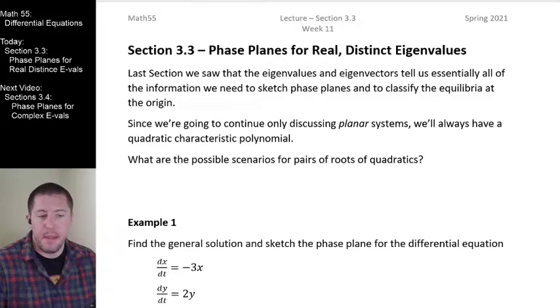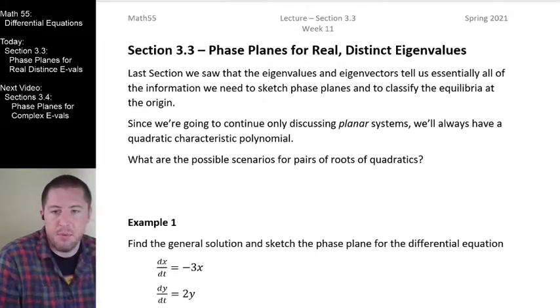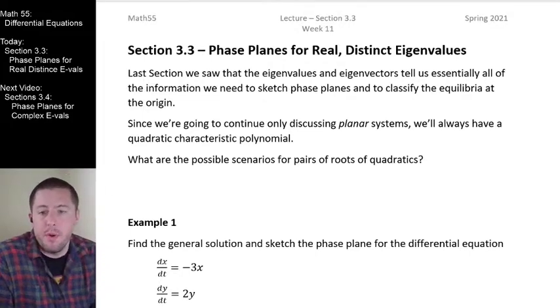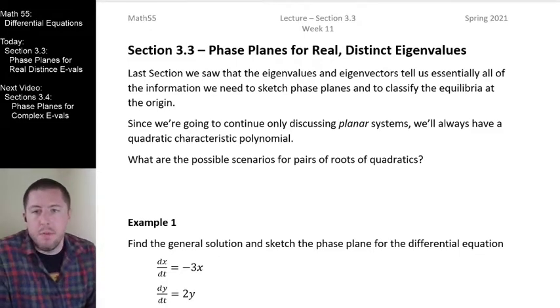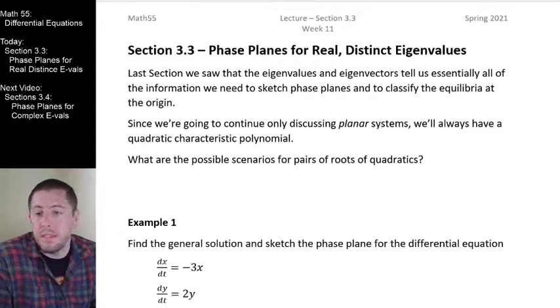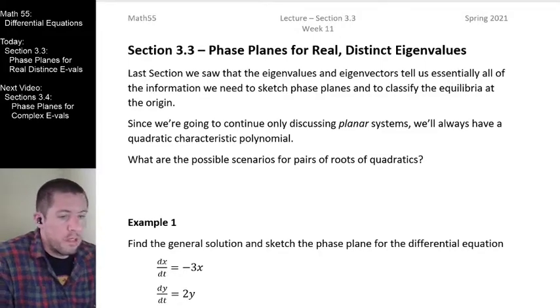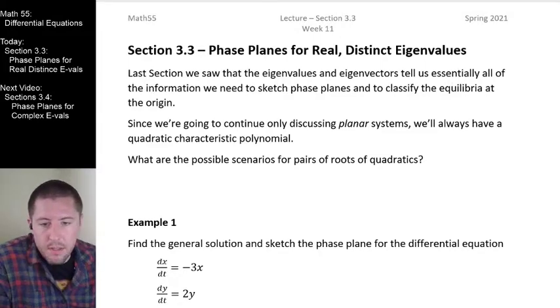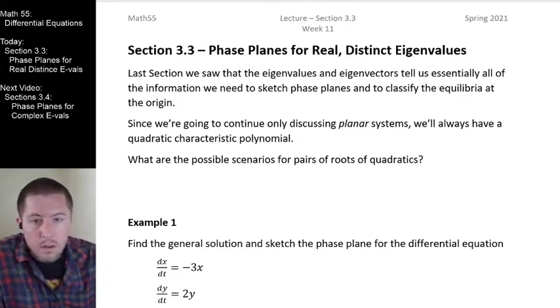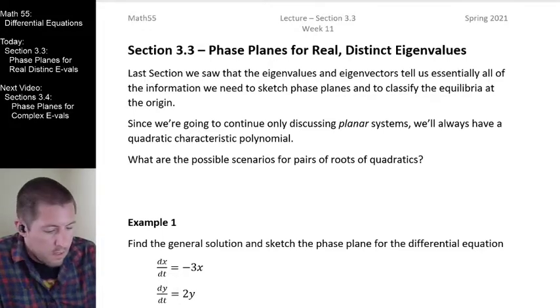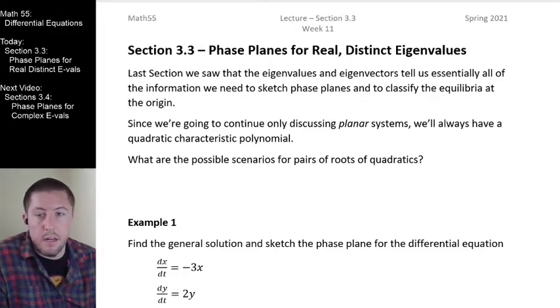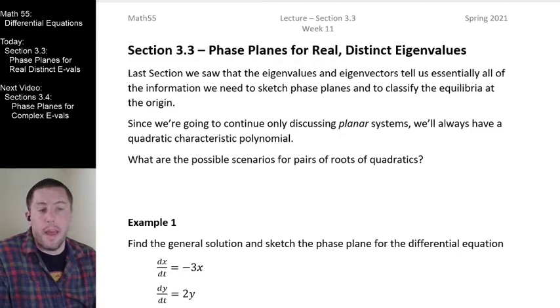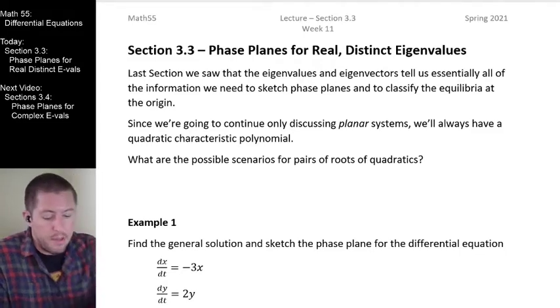We are here. I'm making this video today on Sunday, April 4th. Today we're going to talk about section 3.3. In general, this week, if you look above me here, 3.3 and 3.4, basically our goal of discussion this week is to talk about what happens when we have real, distinct eigenvalues. And then in our next video, we're going to talk about when we have complex valued eigenvalues.